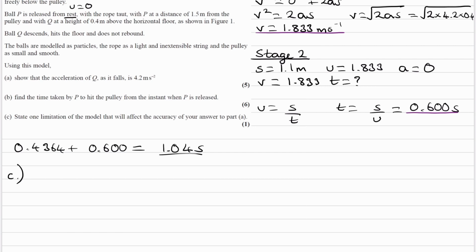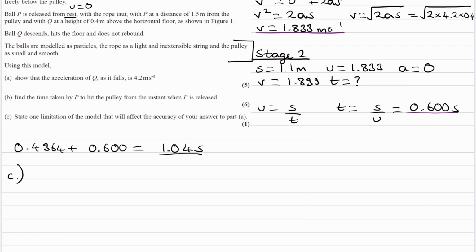This is a bit of a strange question. The only things that we can consider are the things that are specifically listed as our modeling assumptions. So these things here. The balls are modeled as particles, the rope is light and inextensible, and the pulley is small and smooth. All of these are our assumptions. So for part C, what we need to do is basically say that these things don't have to be true. So the balls are not particles in reality, they have finite dimensions. The rope is not light, it has mass. The rope is not inextensible, it can stretch. The pulley is not small, it has dimensions. The pulley is not smooth, it has friction. So any of those things we can mention and get a mark.